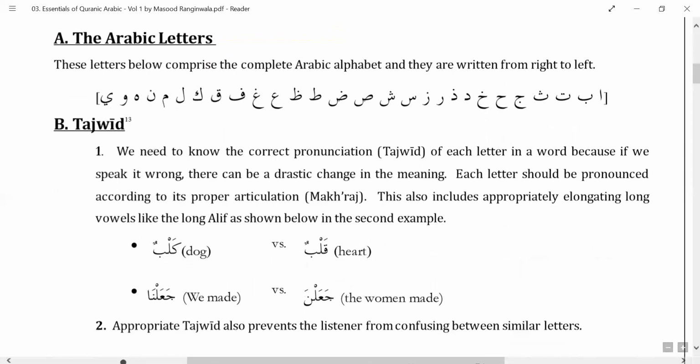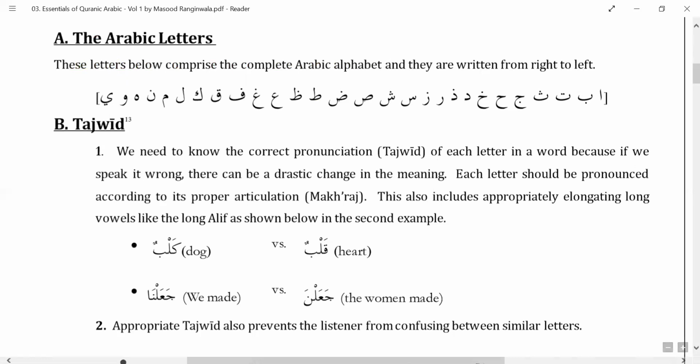So knowing the pronunciation of the alphabets is known as tajweed. Tajweed is another branch of science, like grammar is. In it, we study how to recite each alphabet and the different other rules of recitation for the Quran as well. All those are studied under tajweed.